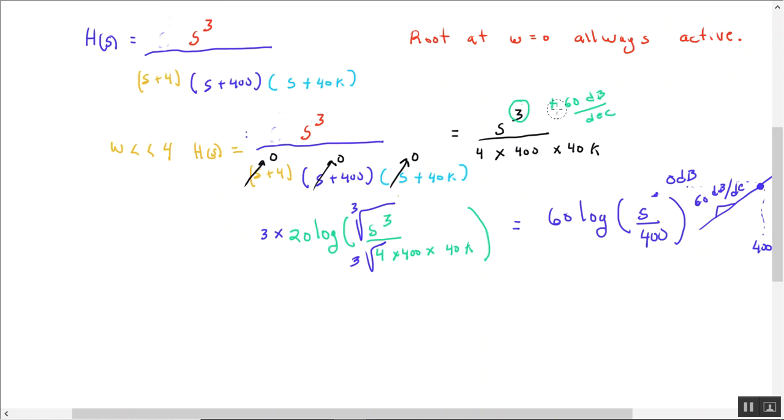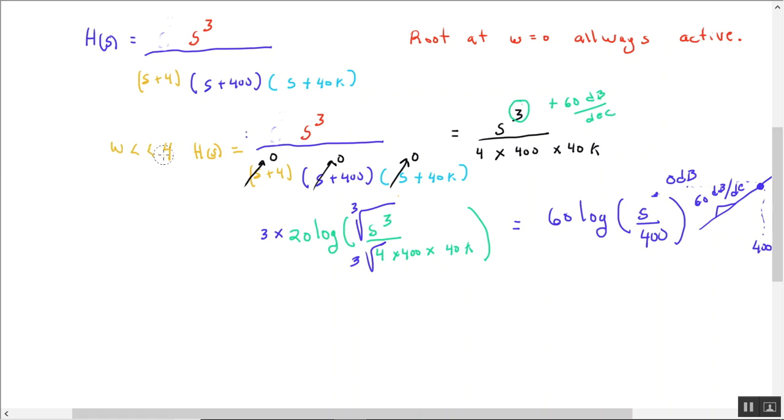All right, so let's just go through it. This assumes that you are somewhat familiar with Bode plots and why we do what we do. Okay, so again, this root at omega equals 0 is always active, so omega isn't going to be less than 0. We have our cases of these 3 break frequencies, because they're all real, it's easy to do: 4, 400, and 40 kiloradians per second.